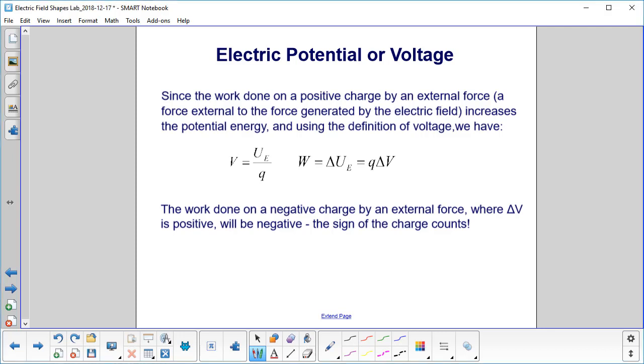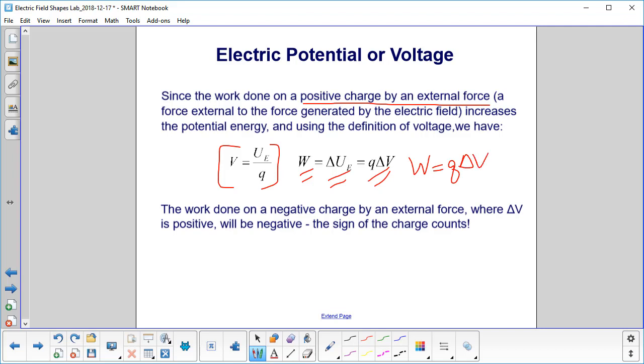Since the work done on a positive charge by an external force, so that's going to be a force separate from the force generated by the electric field by your large charge Q, increases the potential energy, and we'll also use the definition of voltage, we come up with another handy equation. Voltage is potential energy per charge. Therefore, the work done by your external force is delta potential energy, and that will be Q delta V. So the key equation here is work is Q delta V.